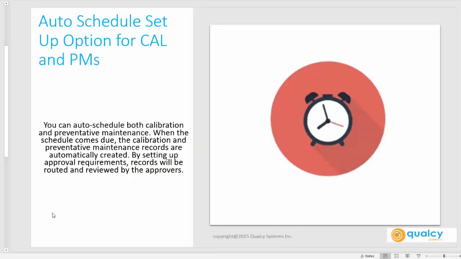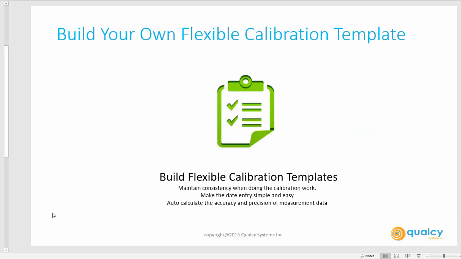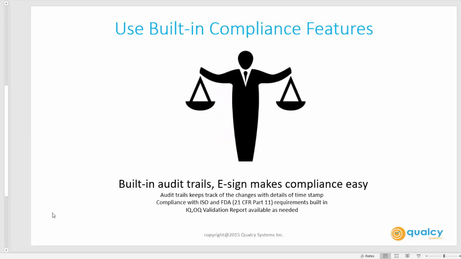There is an option for auto scheduling for the calibration and PM activities. Once you do the setup for calibration and preventative maintenance, the system is going to create records and send reminders to the owners. Also, there is an option for creating flexible calibration spec templates, and it's very useful for doing the calibration work. If you are doing calibration work internally, you can create the templates, and those templates would be available for the users when they're on the shop floor for data entry. It does auto calculations of the accuracy and precision of the measurement data. We have built-in compliance features, so there are audit trails and e-signatures, which make compliance very easy.